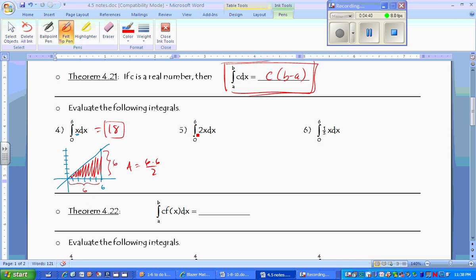Now, number 5 and 6 are similar. They're just lines, but they have some different slopes. They're also going from 0 to 6. I want you to go ahead and find the areas, evaluate these definite integrals for 5 and 6, and see what you get.